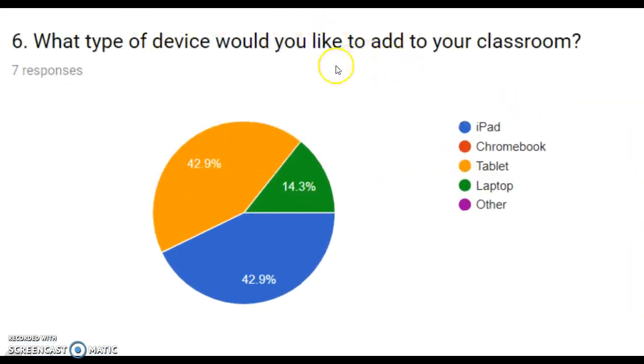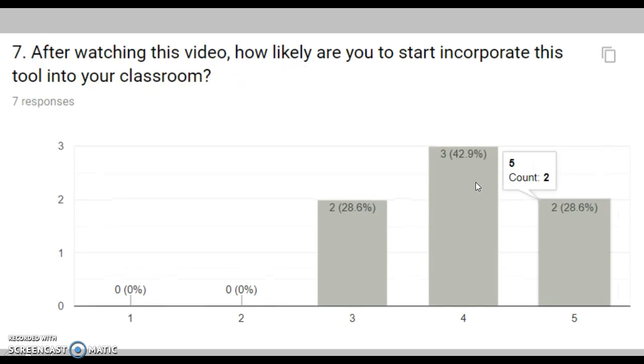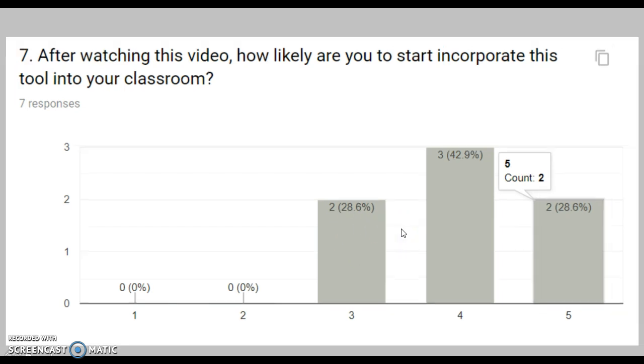Then, what type of device would you like to add to your classroom? According to the data, the majority of the people would like to have an iPad or a tablet in their classroom. And the last survey question that I asked was, after watching the video that I showed them about Plickers, how likely are they to start incorporating this tool? 3 people said that they would most likely. So according to the data, most people would at least try it out once.